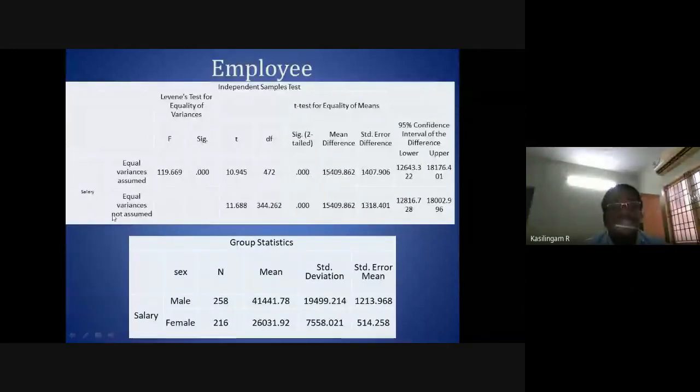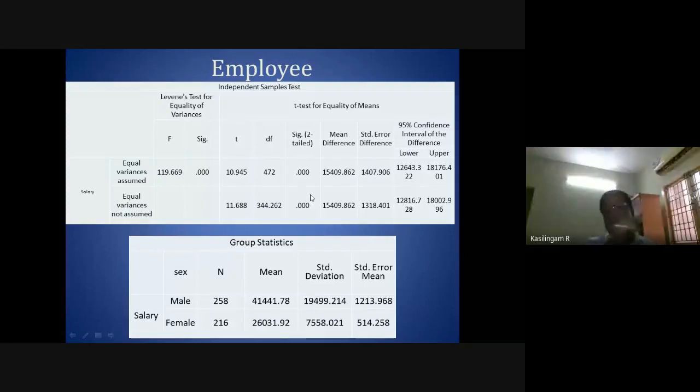Now let me go to the next row. Here I am looking at the significant value. This significant value is 0.000, which is less than 0.05, which means both are different. Male salary is different from female salary. They are different. Less than 0.05. Null hypothesis rejected. No difference is rejected, which means there is a difference between male salary and female salary.